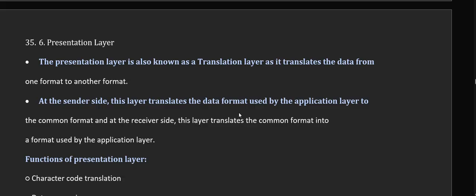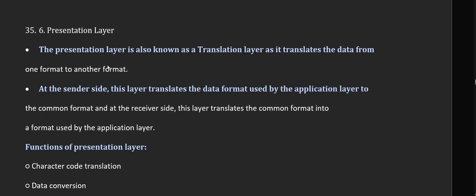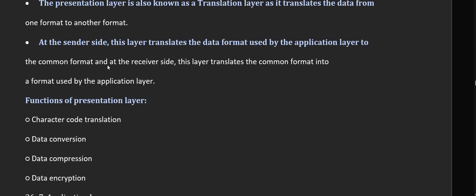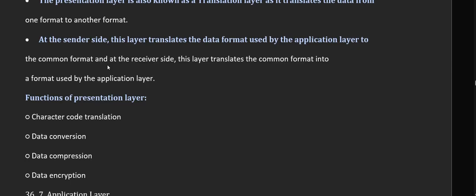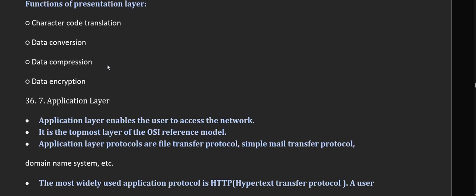Then we have the presentation layer. It transfers the data from one format to another. At the sender side, this layer translates the data format used by the application layer to the common format, and at the receiver side, this layer translates the common format into a format used by the application layer. The functions of the presentation layer are character code translation, data conversion, data compression, and data encryption.